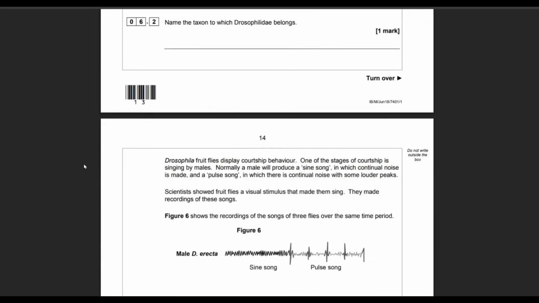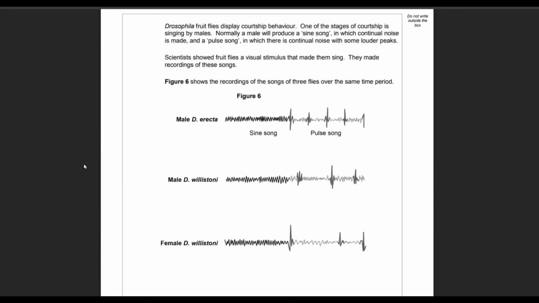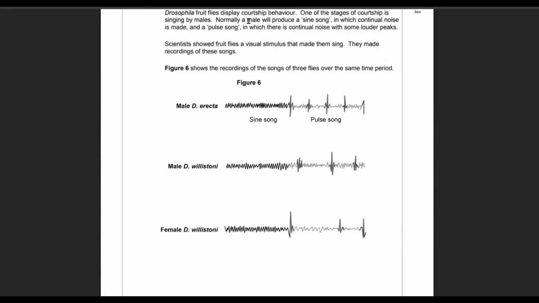Let's go down. Drosophila fruit flies display courtship behavior. One of the stages of courtship is singing by males. If you heard my singing earlier, I would not do well as a fruit fly. I'd definitely not have kids. Normally, a male will produce a sine song, in which a continual noise is made, and a pulse song, in which there is a continual noise with some louder peaks.